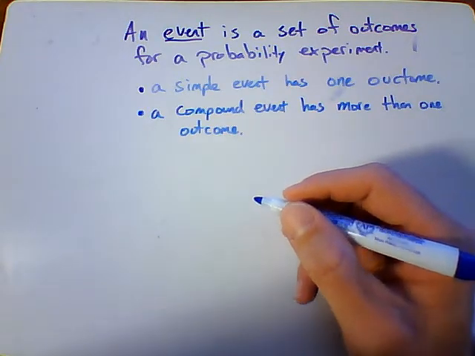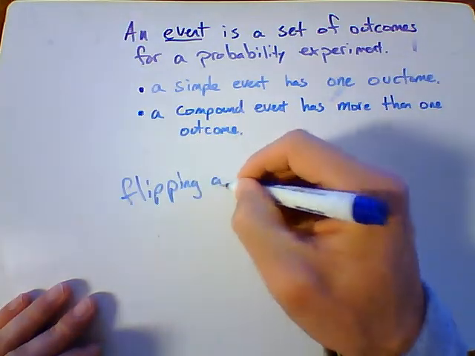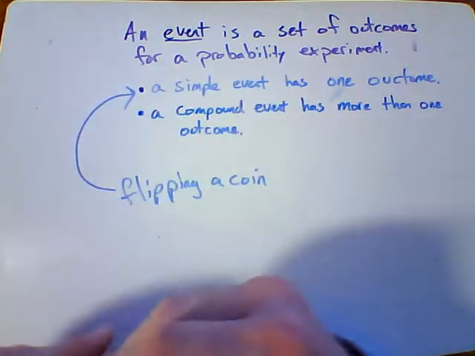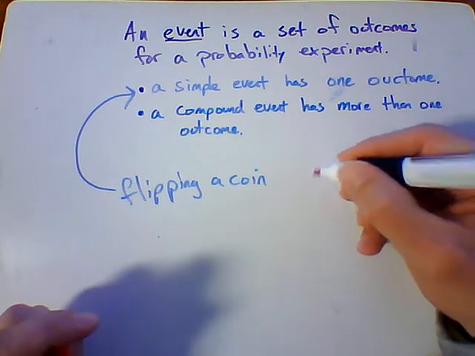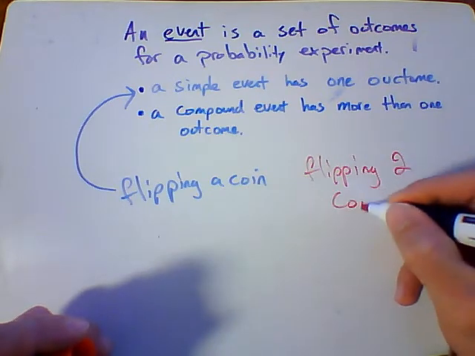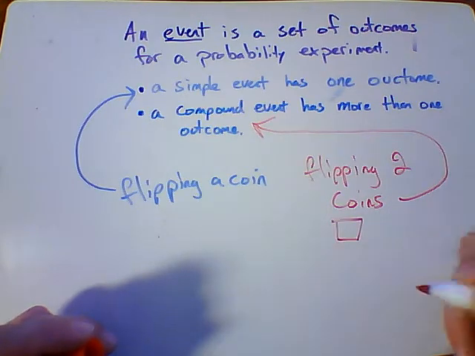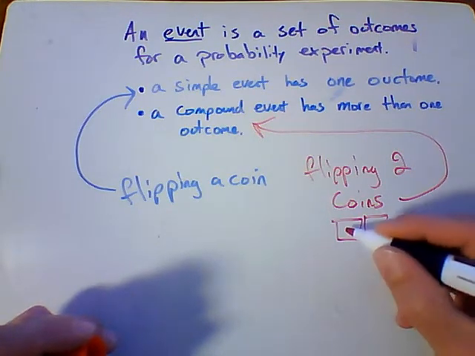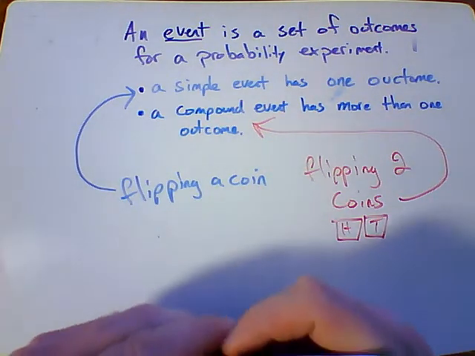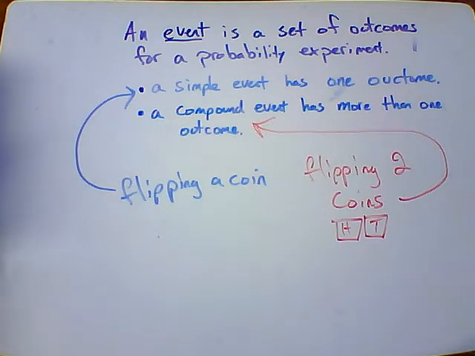All right, so for instance, if I am flipping a coin, one thing is going to happen. That's a simple event. If I'm flipping two coins, that's a compound event because I'm going to have the first outcome and then the second outcome. Heads and then tails, or tails and then heads, or whatever it is. After that, that's going to be useful.